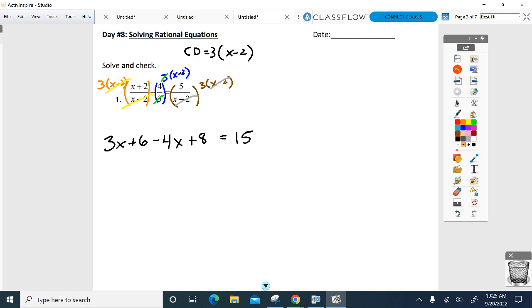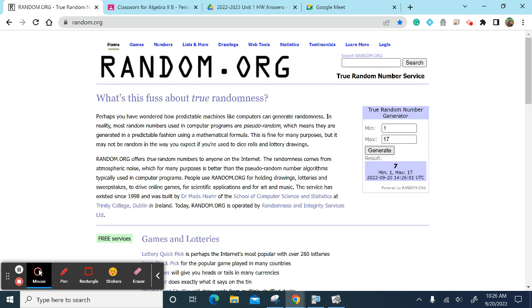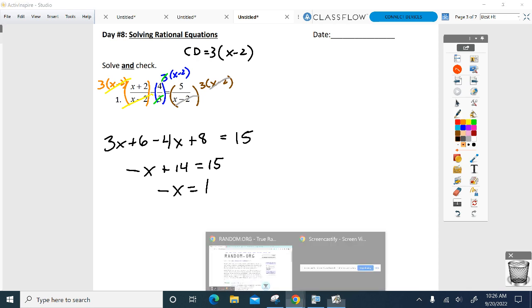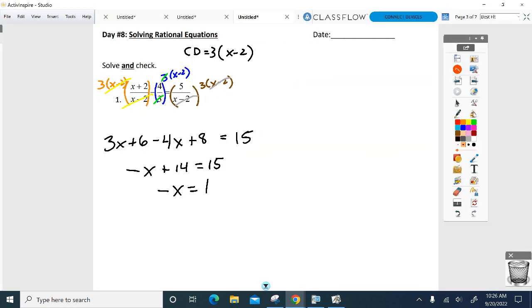Combine your like terms. What do you get on the left side? Combine your like terms. -1x plus 14 equals 15. What's up next? Subtract 14. -x equals 1. One more step. Divide by -1. One more step. So x equals -1, maybe. Maybe.